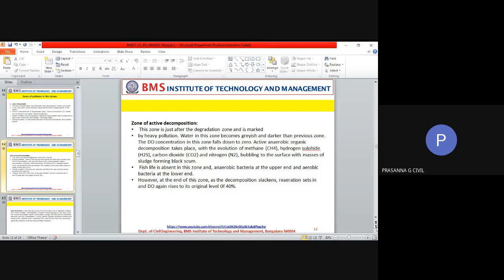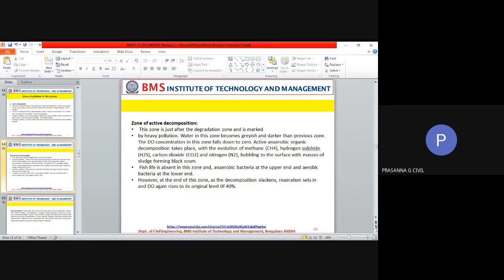dioxide. One thing you should remember is if aerobic decomposition is happening properly, there are only two end products, carbon dioxide and water. But if anaerobic decomposition is happening, you will have methane, hydrogen sulfide, carbon dioxide, or nitrogen. All these components come with anaerobic decomposition. That's why that egg smell, because of hydrogen sulfide, or that foul smell of methane, will be present only if anaerobic decomposition is happening. Fish life is almost absent, but bacteria and those types of things will flourish.